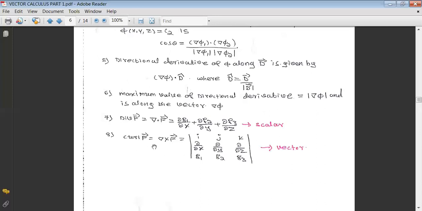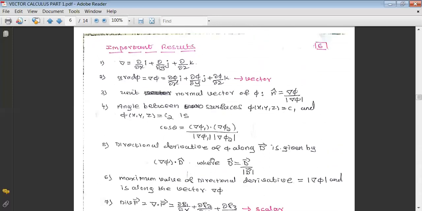And the last one, curl of a given vector f bar, is defined as the cross product between the two vectors del and f bar. It is a determinant whose first row is the unit vectors along the coordinate system, namely i j k, and the second row represents the components of del. They are dou by dou x, dou by dou y, dou by dou z, and the third row is the components of the second vector f bar. Its components are f1, f2, f3.